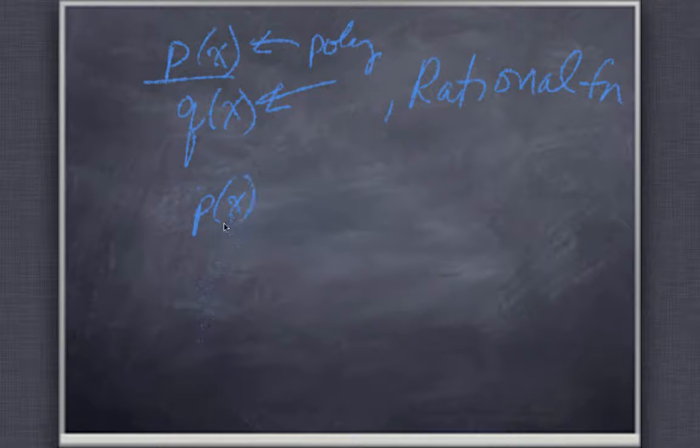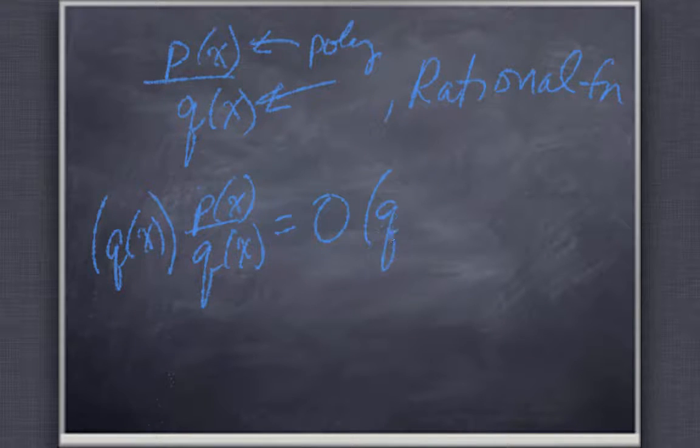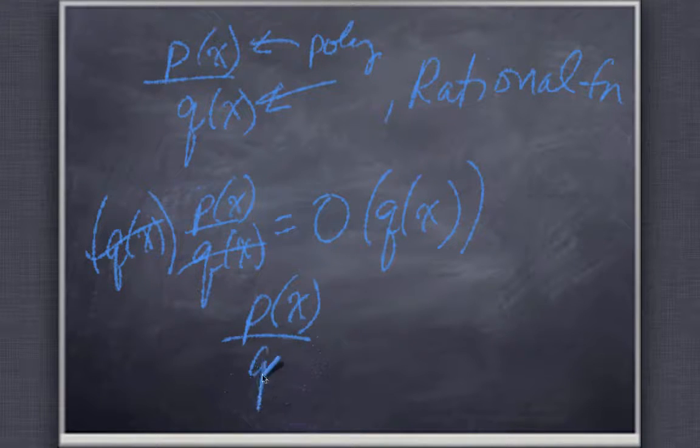Now, if p of x divided by q of x is 0, I can multiply through by whatever q of x is, and I still have 0 over here, and over here I have p of x. So we get zeros when the numerator is 0. When the denominator is 0, one of two things can happen. If when I factor the top and the bottom I can cancel out the 0, then that makes a hole. If I can't cancel out that factor, then it makes an asymptote.